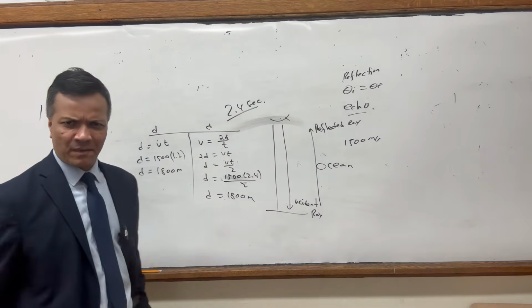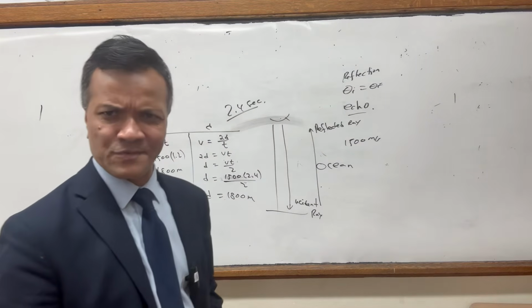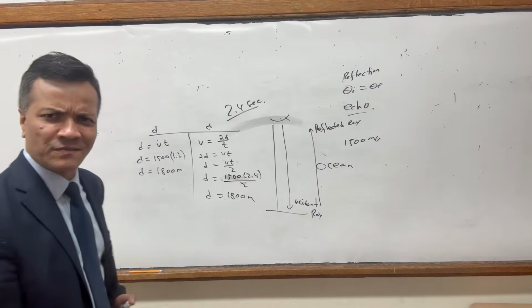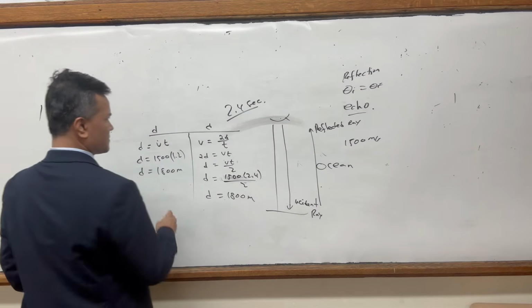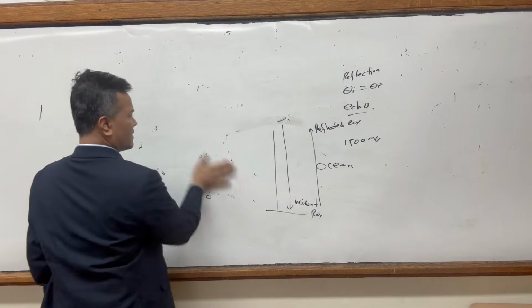Both ways you get the same answer, but understand the difference. Why do we use 2d over t instead of just d over t?